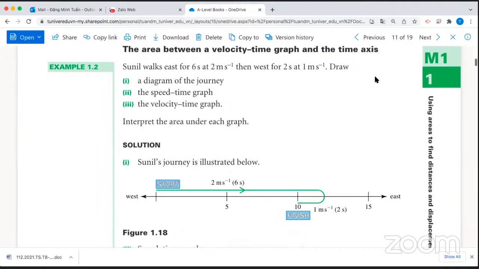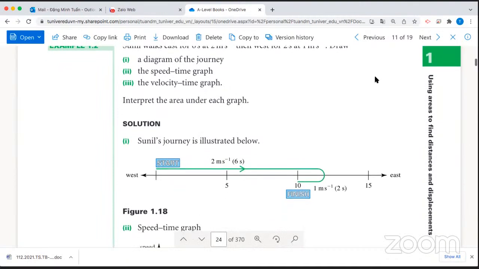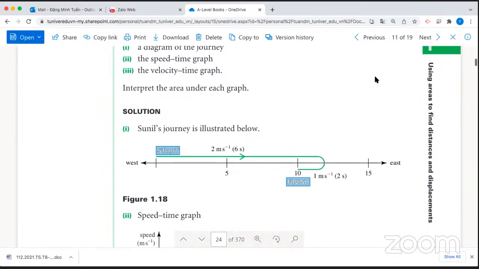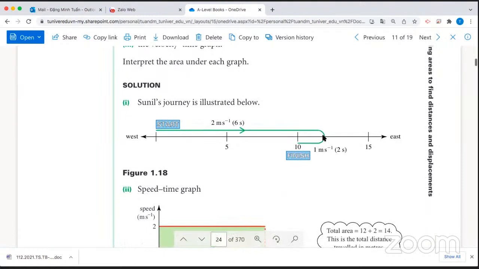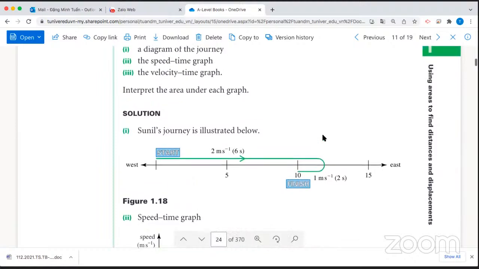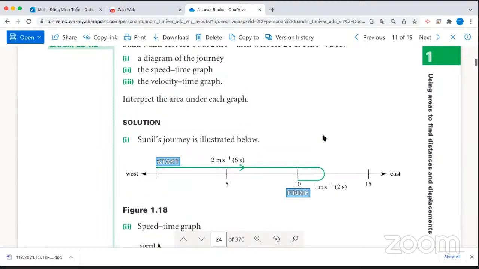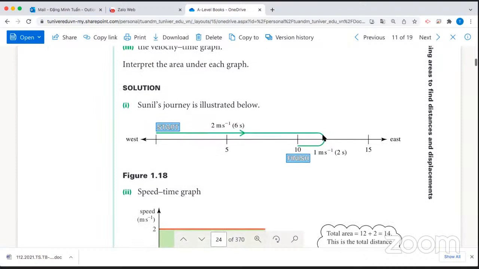Look at this one. Here, a journey is illustrated below. The first one, I think, is easy, right? It can go back, like it can go negative. Yeah. Speed cannot go negative. It has to be positive. Yes, yeah. Look at this one.